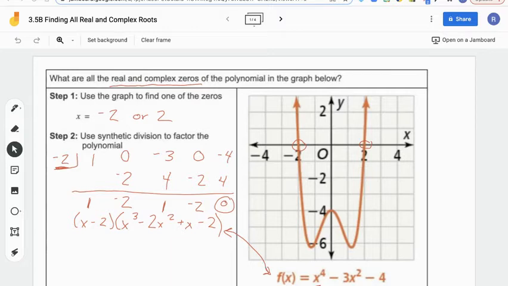Now I want to factor out another zero. I know that I can also take out the 2, right? We found both of those real zeros, so let's go ahead and factor out the next one. When I set up synthetic division on this one, I want to factor it out of the part I just found. Make sure you're taking it from here, not from our original. So we want to set up our coefficients: 1, -2, 1, -2, and I'm going to do synthetic division again.